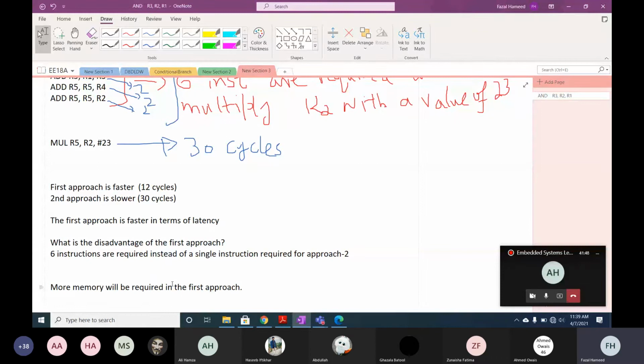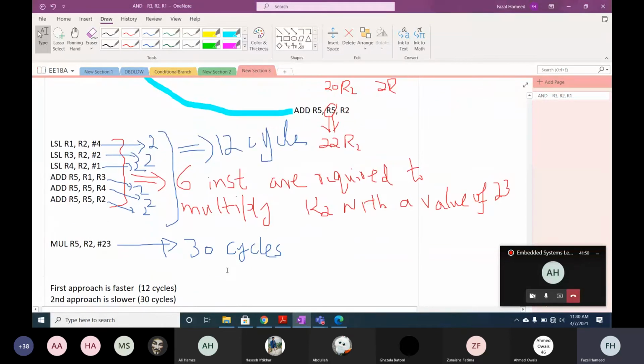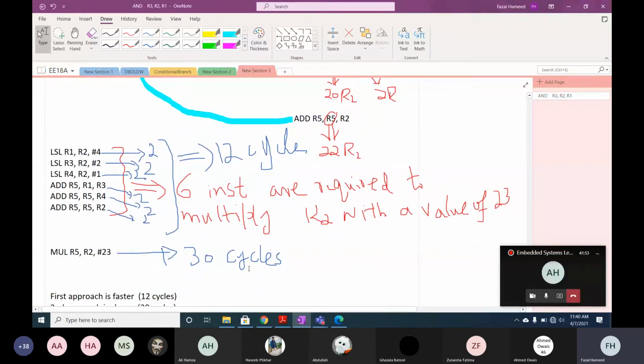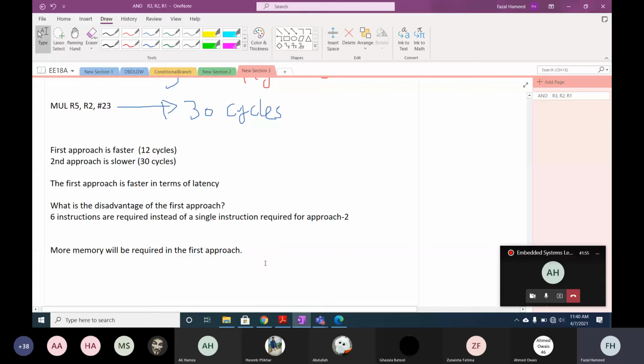In this particular example, 6 instructions are required. Now let's assume we want to multiply an operand by 12. How can we divide this in multiples of 2? 8 and 4. Very good. So 8m plus 4m.